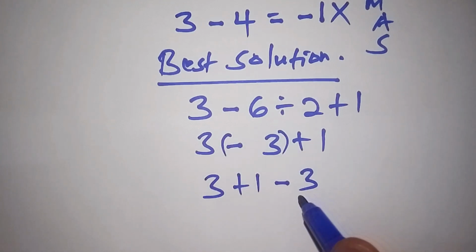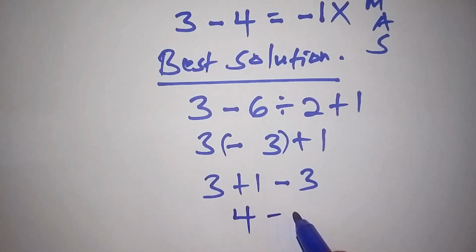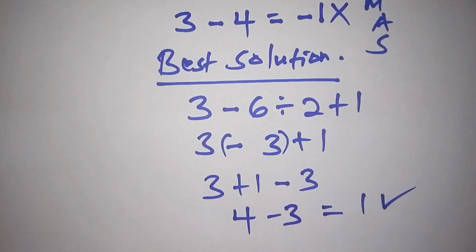So when you begin with addition, 3 plus 1 is 4. Then we shall have 4 minus 3. So 4 minus 3 is positive 1. So that is the correct answer. If you happen to get positive 1, you get it right. If you happen to get negative 1, you are wrong.